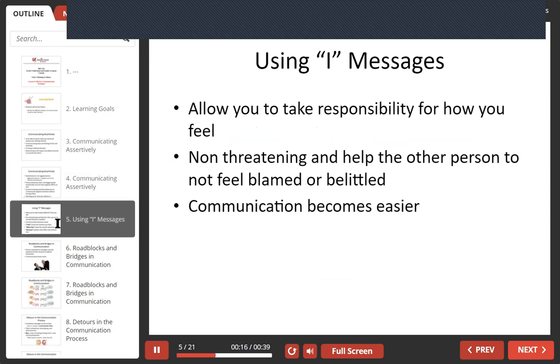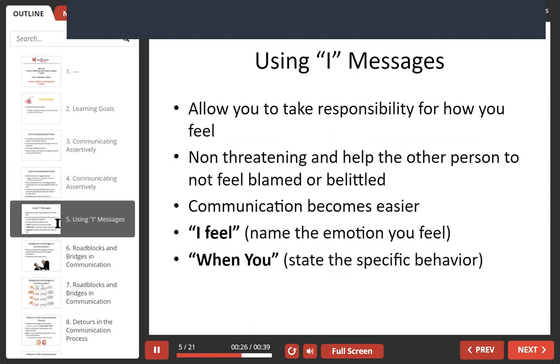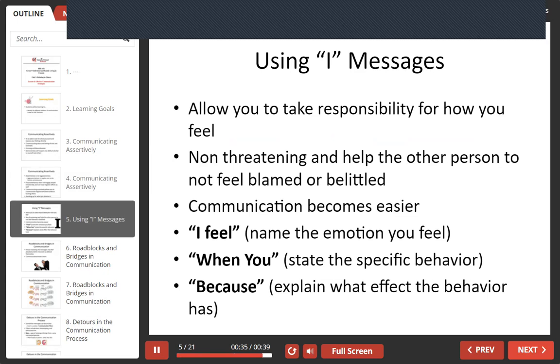Some tips in using I messages: you say "I feel," and then you name the emotion you feel. Or if someone else is doing something that you may not like, you say "when you," and then you state the specific behavior. Then you have to explain why it's bothering you: "because," and then you explain what effect the behavior has.